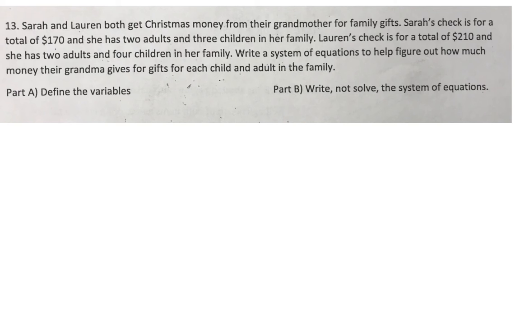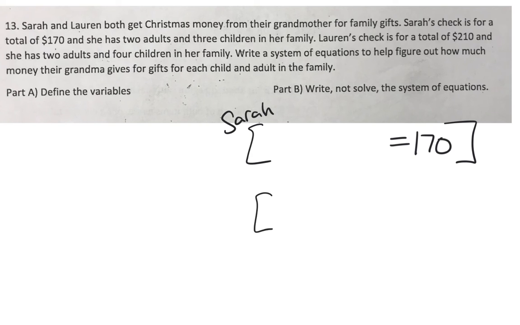Sarah's check is for a total of $170. So a total, so it's not an inequality, it's going to actually equal $170. And that's for Sarah's check. I'll just write Sarah. So that equation is going to deal with Sarah. And then I'm going to have another equation that deals with Lauren. And Lauren's going to get a total of $210.